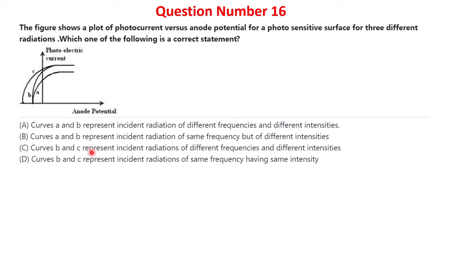Curves B and C represent incident radiations of different frequencies and different intensities? Wrong, as they are finishing at the same point. D: curves B and C represent incident radiations of the same frequency. If they are of the same frequency, they must start from the same point, with the same cutoff voltage. So that is also wrong. So option B is the correct option.